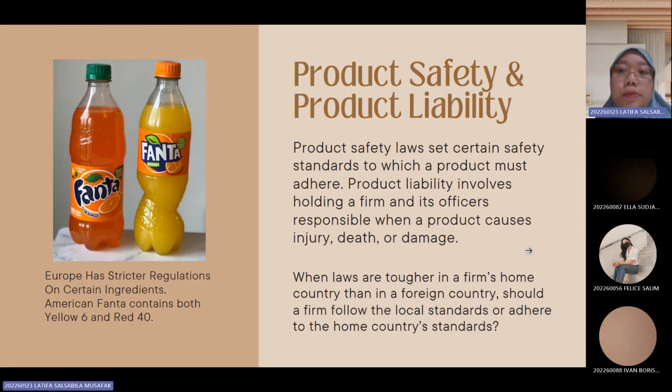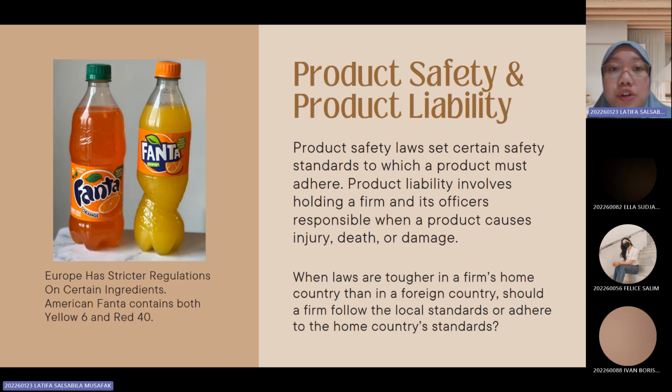Now, let's talk about product safety and product liability. Product safety laws set a certain safety standard to which a product must adhere. Product liability, however, involves holding a firm and its officers responsible when a product causes injury, death, or damage. So let's talk about the safety laws first. Here I have an example of Fanta. The one on the left is the one sold in the US, and the one on the right is the one sold in the European Union. You might notice a difference there.